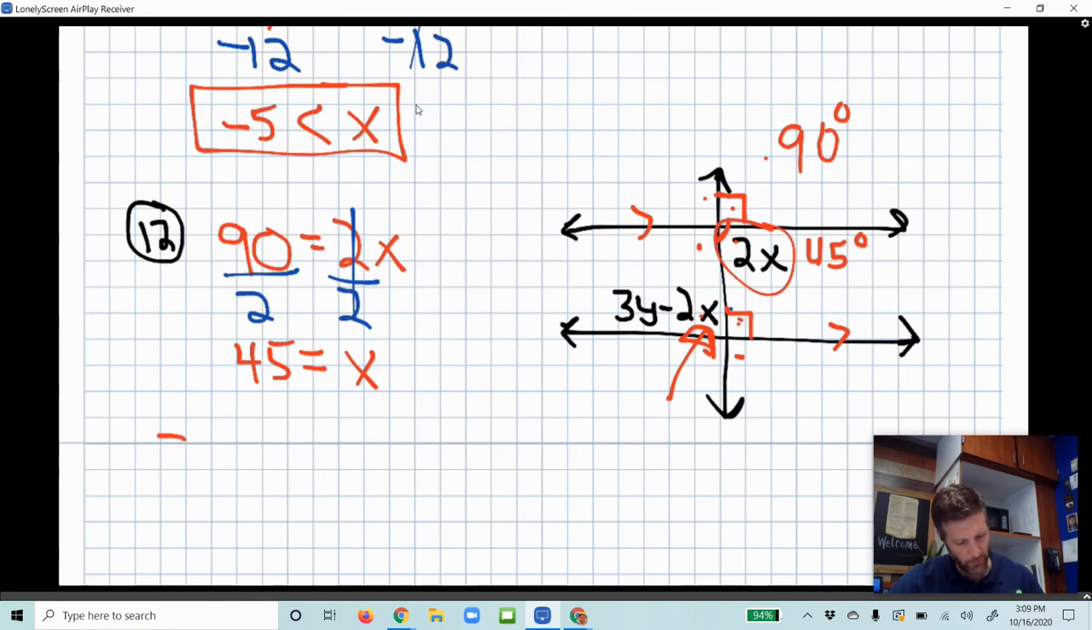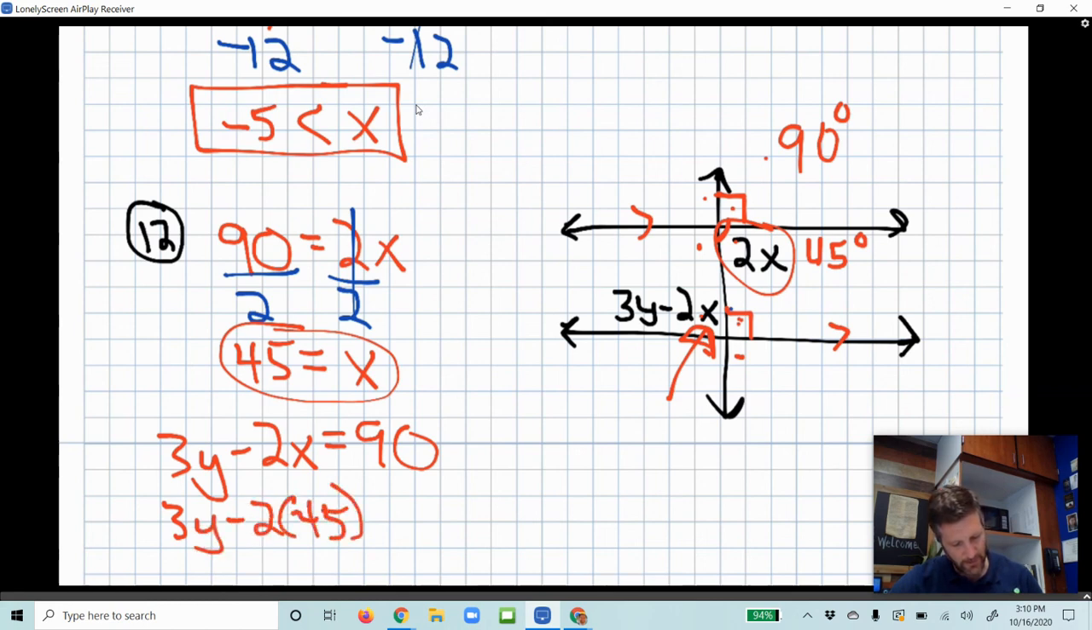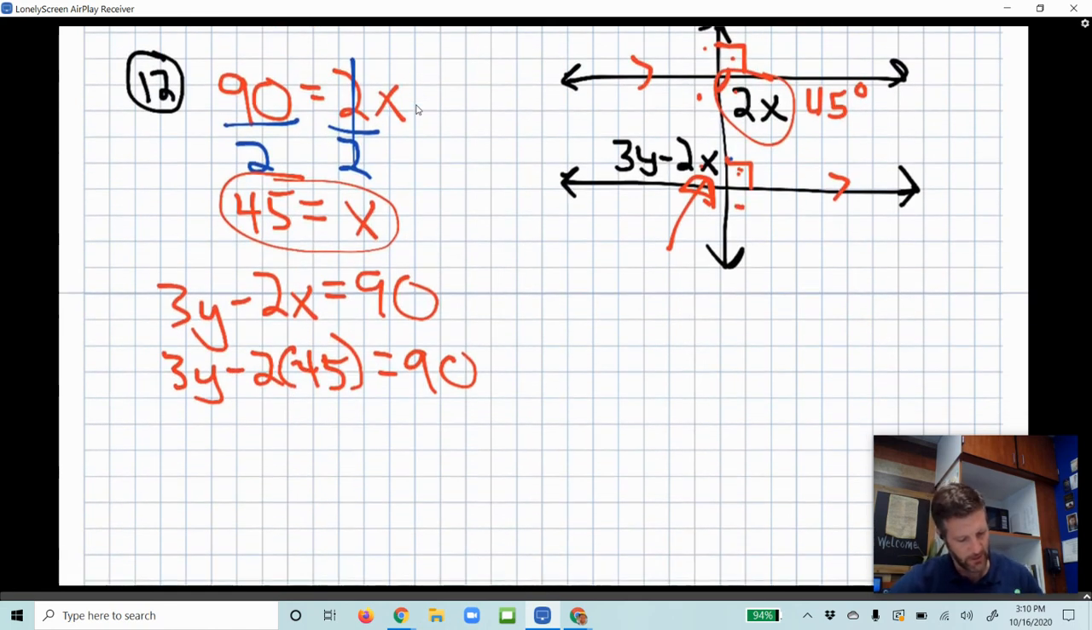So I know that 3y minus 2x is equal to 90 also. So I can start solving from that equation, especially since I already know that x is equal to 45. So I can go 3y minus 2 times 45 equals 90. And now we just keep working with our algebra. 3y minus 90 equals 90. Okay. Don't go random and suddenly say it's 0. No, we're going to add 90 to both sides to get y more by itself.